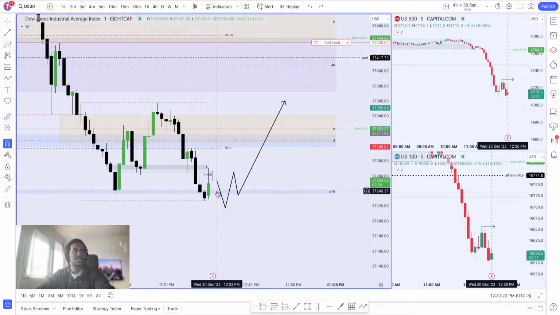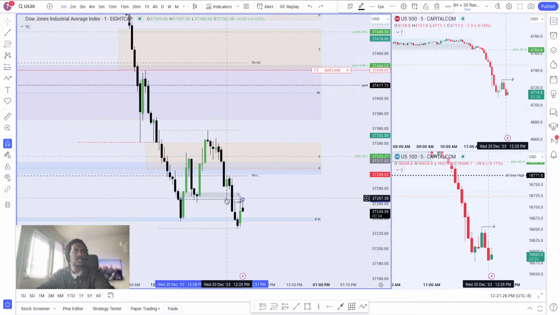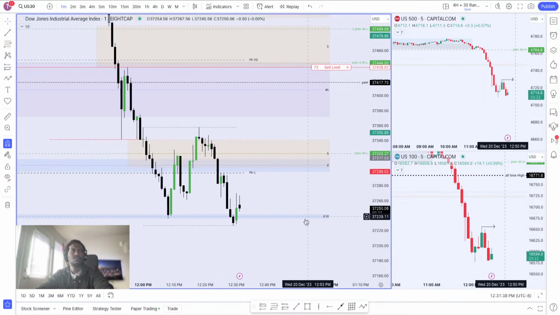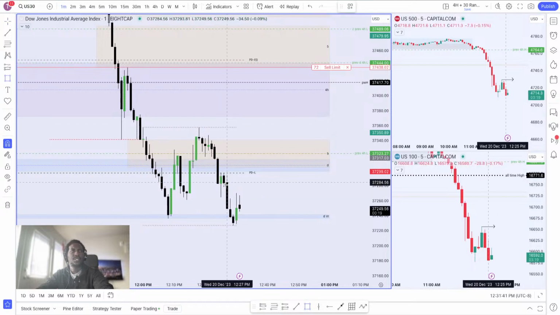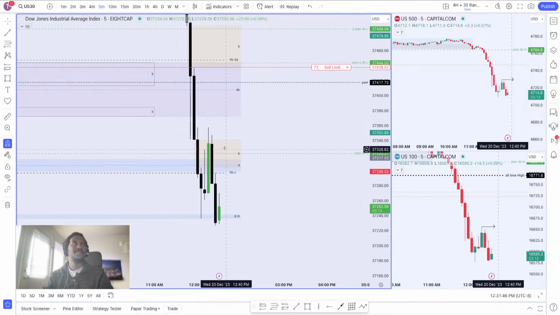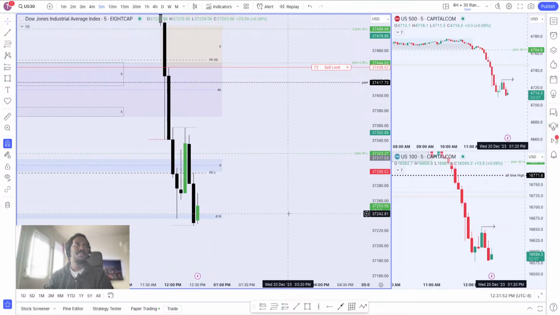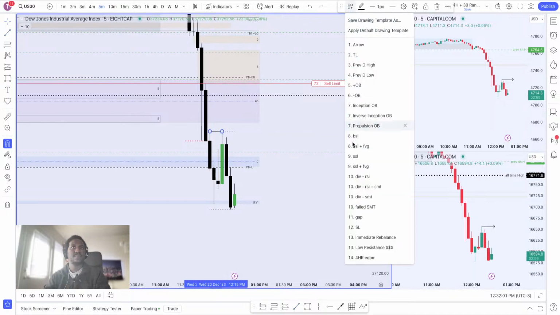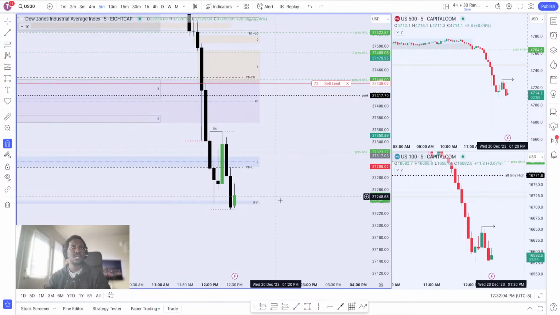Actually, wait a minute. In case I do the journaling, what did I delete? Let's hide them instead of deleting them, for journaling purposes. We do have a situation here. Okay, let's do some cleaning. This 5 minute went up and down, so that area is balanced, so that is irrelevant. I like how we have equal highs here at the high of that. They have this candle.